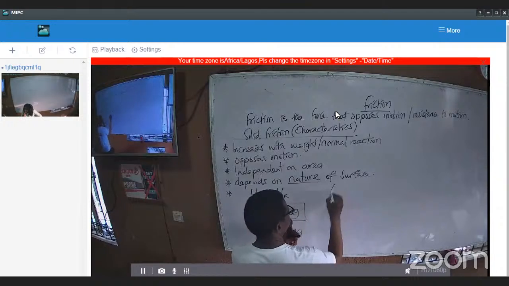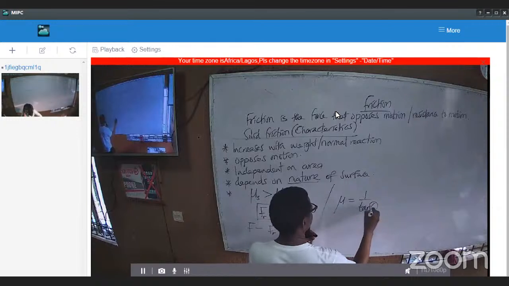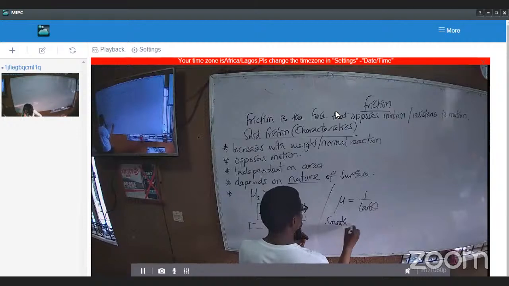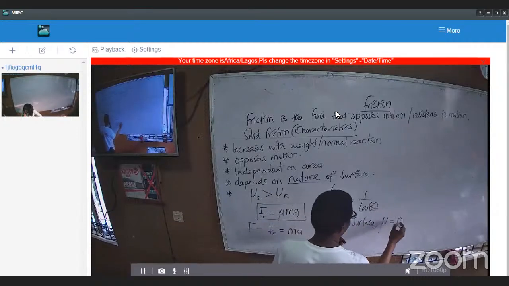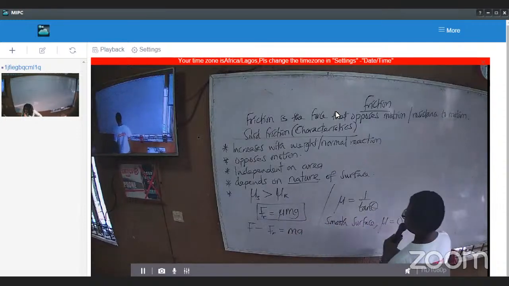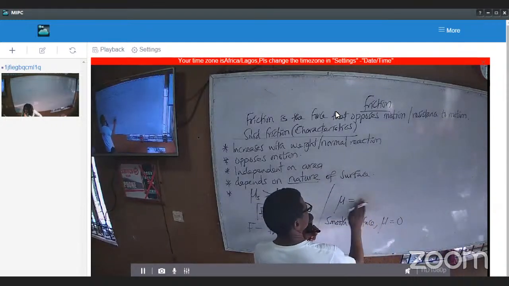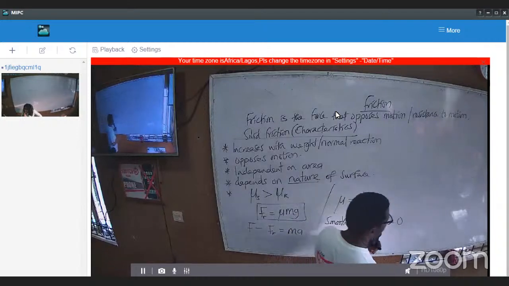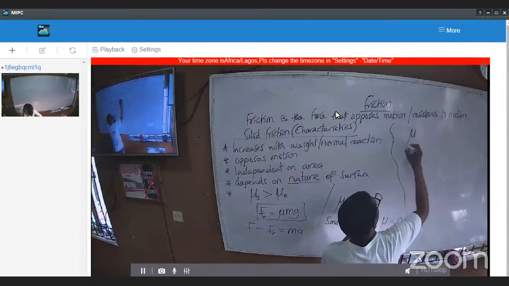Then also for an inclined plane, mu equals tan theta. For a smooth surface, mu equals 0. I mean, it's frictionless. Can I just say tan theta directly so that we don't waste time? We don't prove it. Also, mu is v squared over rg.